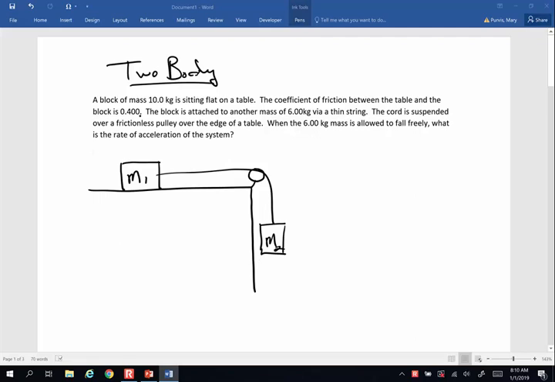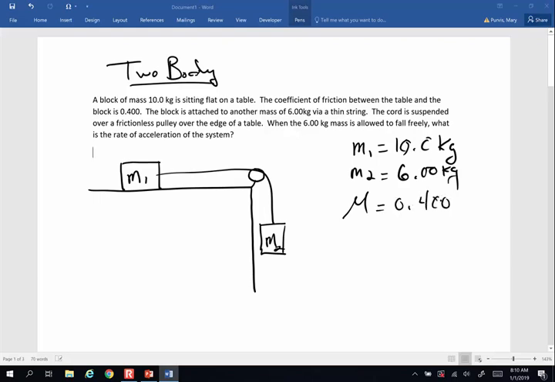All right, let's write down what we know. Mass 1 is 10 kilograms. Mass 2 is 6 kilograms. The coefficient of friction between mass 1 and the table is 0.4. And we want to know acceleration.